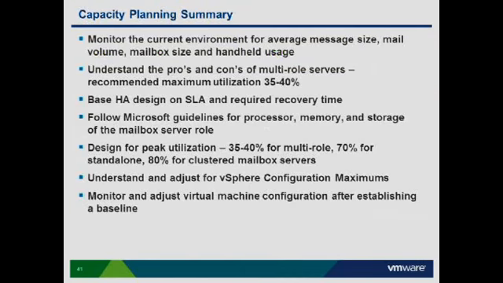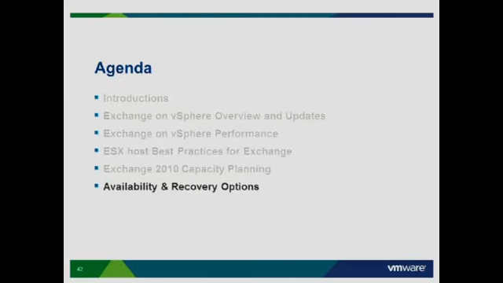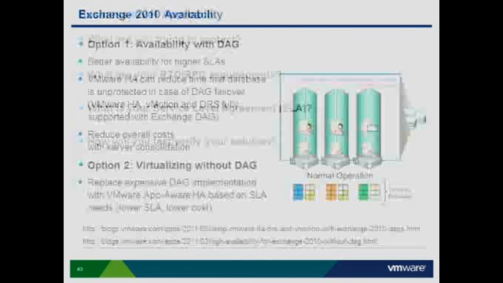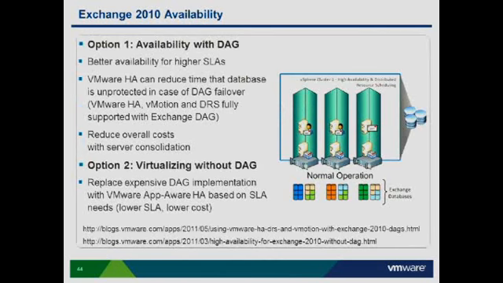So I won't go through the summary just for the sake of time here. Availability and recovery options. So obviously, what are we trying to protect? What's our SLA? How much time do we have when something occurs to get things back up and running? And can we incur any amount of data loss? Key questions to ask yourself when you're going down the road of designing a high availability solution. So you have two options.